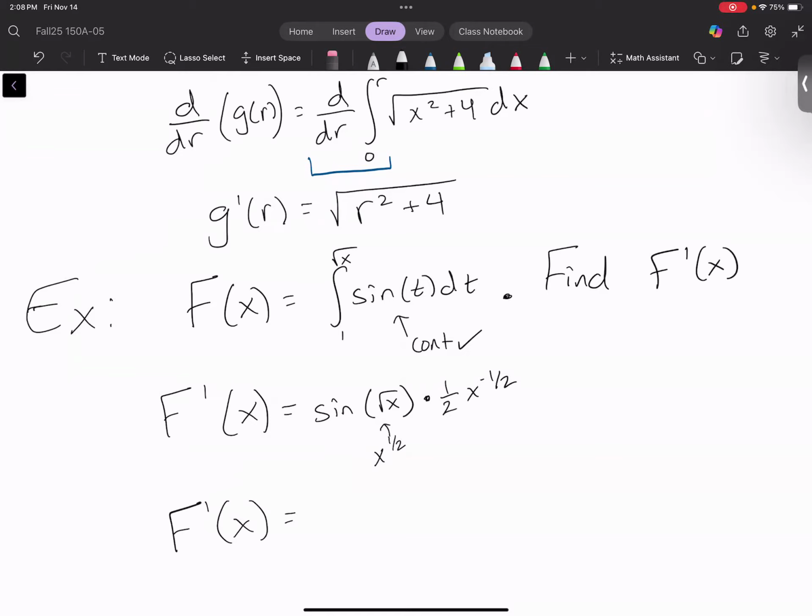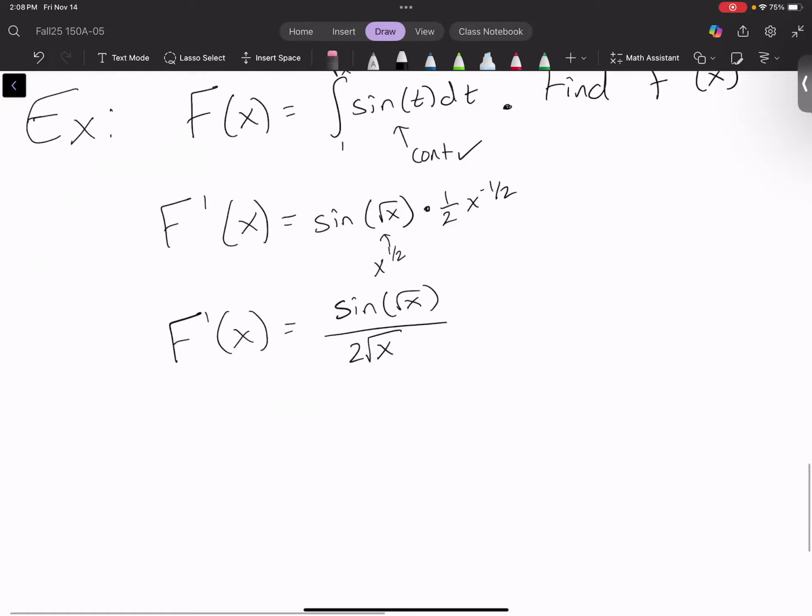I can bring those things to the denominator. Generally, when we're looking at answers, I don't want a mix of rational exponents and roots. I either want all rational exponents or all roots. So here I'm doing all roots, and that's our derivative using some chain rule.